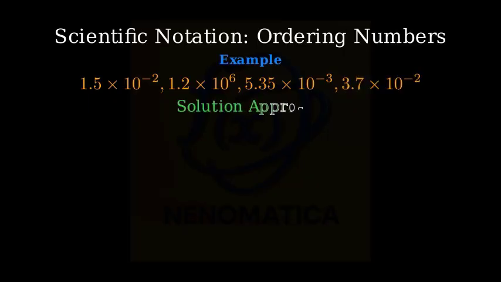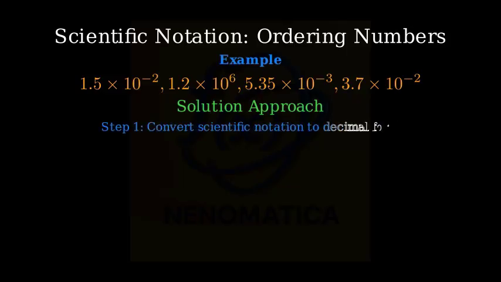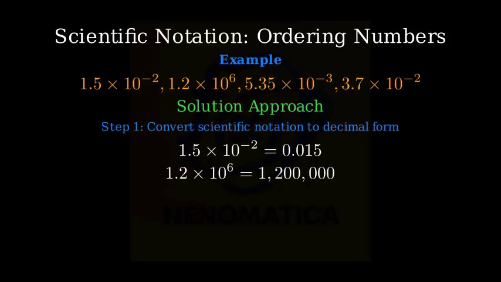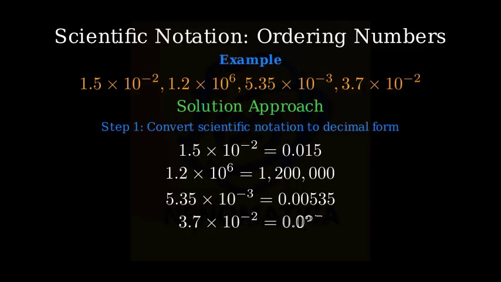To compare these numbers, we'll convert them all to decimal form. Then we can easily arrange them from smallest to largest. Let's convert each number to its decimal form. For the first number, 1.5 times 10 to the negative 2 equals 0.015. For the second number, 1.2 times 10 to the 6th, which equals 1,200,000. For the third number, 5.35 times 10 to the negative 3, which equals 0.00535. For the fourth number, 3.7 times 10 to the negative 2, which equals 0.037.